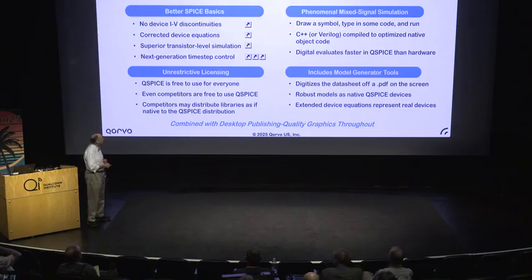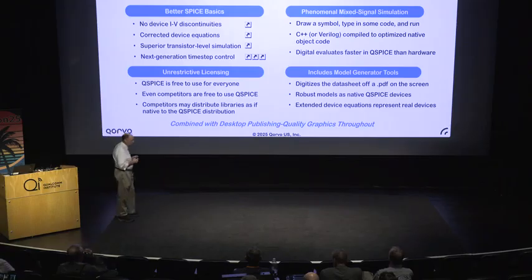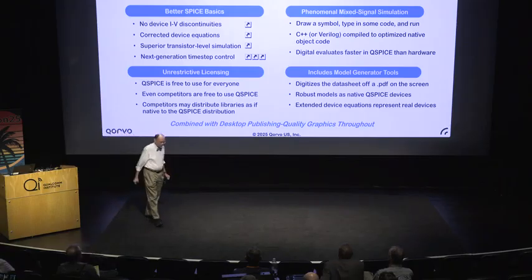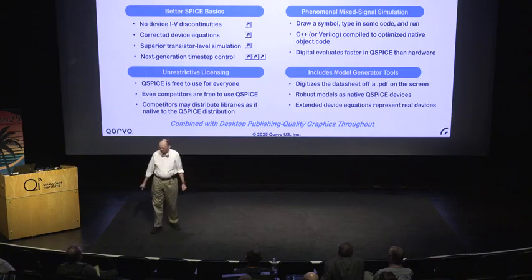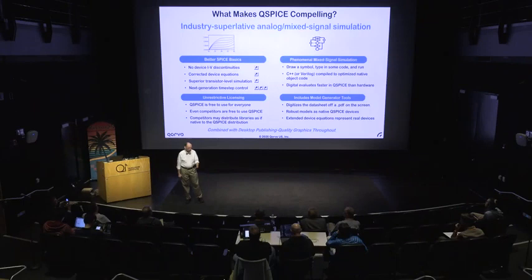So what I've done with QSPICE is that you can just draw a symbol, type in some C code, and it includes a C++ compiler, and it will execute that logic as native Intel opcode during the simulation. What I'm saying is the digital logic in QSPICE runs faster than the hardware. I mean, unless you're simulating a Pentium processor, then it's the same speed.